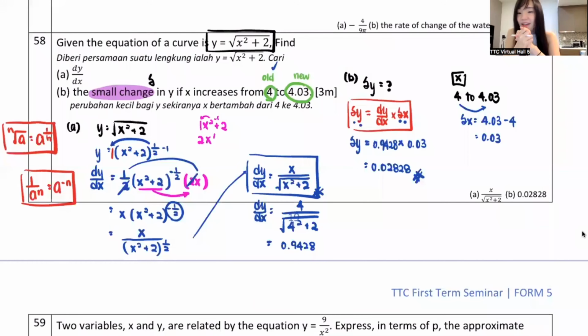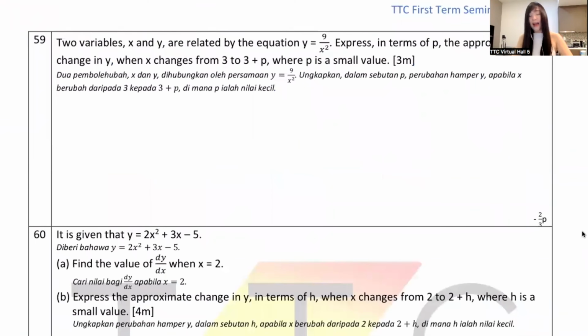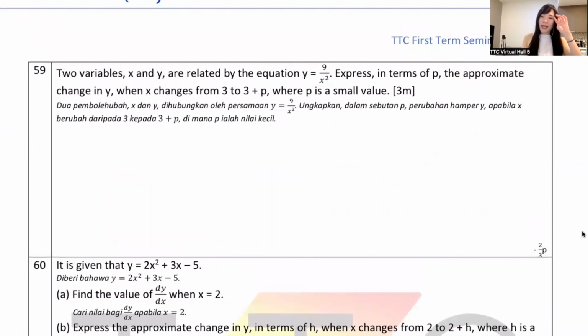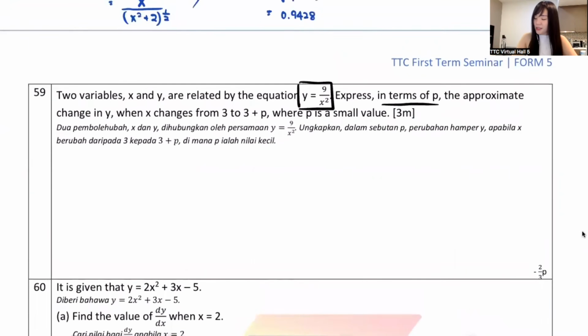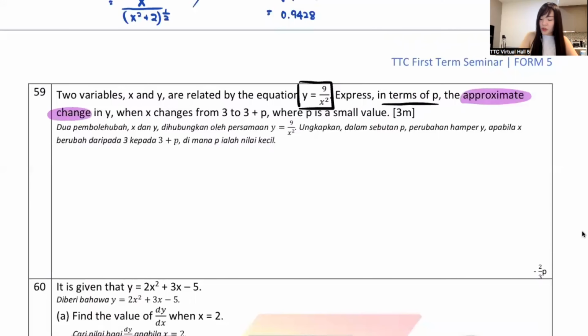Okay, I move on. Question 59. They say two variables x and y are related by this equation. Expressed in terms of p, that means your answer will have a p there. The approximate change in y when x changes from 3 to 3 plus p, where p is a small value. Okay, I read for you first, before I start, I read the whole thing. The keyword, I think, is approximate change. Remember, approximate change and small change have the same meaning. So whenever you see the word approximate, it is delta. So now they will find what? Approximate change in y. Isn't it?